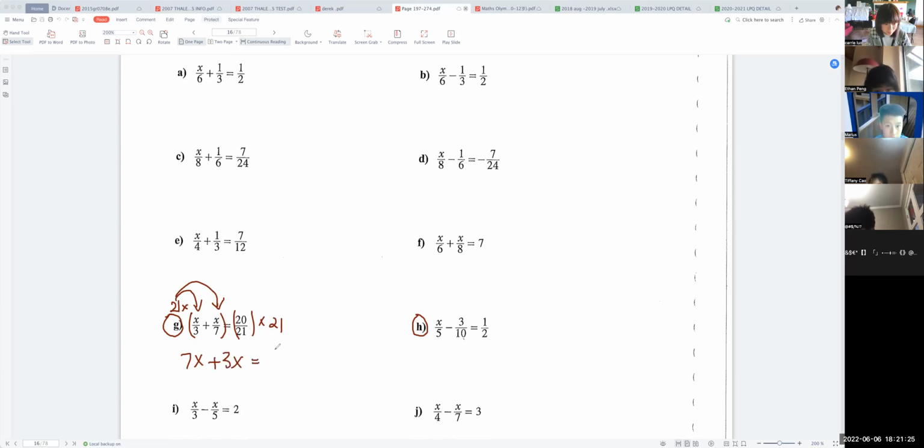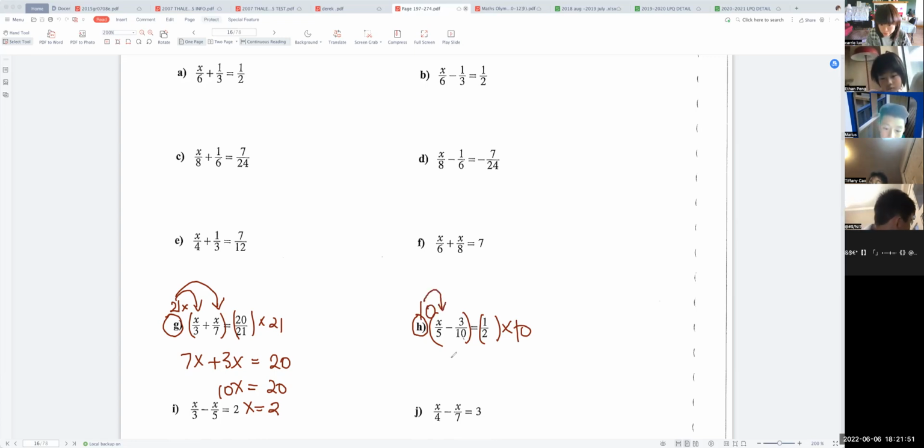So plus together equals 20, right? So 10x equals 20. So x equals what? 2. 2 times 10 equals 20. 1 times 10 equals 10, right? So for the next one, H, we need to times what? 10. Okay, so Ethan, take a look, times 10, right? So 10 times x over 5 equals what?